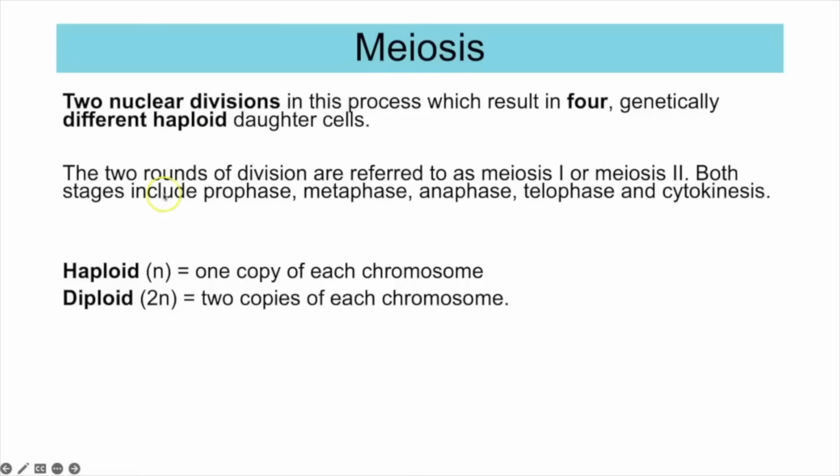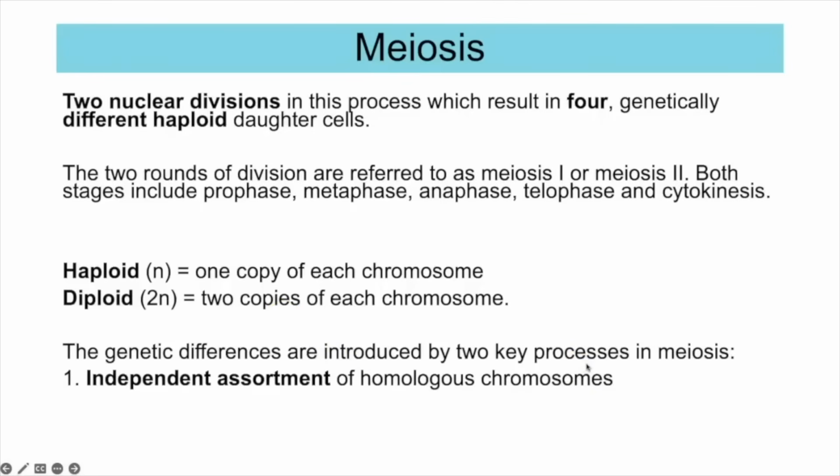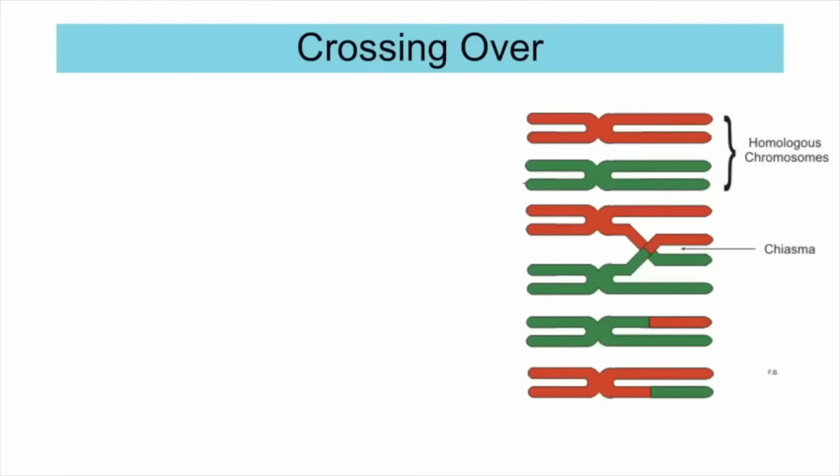Now we said it makes a haploid cell, and what we mean by haploid and diploid is: a haploid cell, represented by a single letter N, is when you have one copy of each chromosome. A diploid cell, or 2N, is when you have two copies of each chromosome. The genetic differences are introduced in meiosis by two key processes: independent assortment of homologous chromosomes and crossing over. So let's have a look at crossing over first.